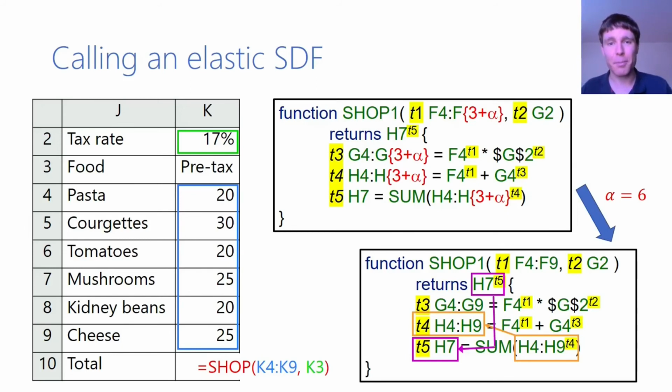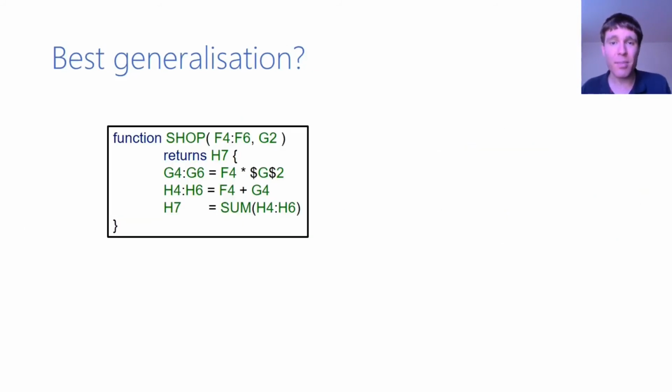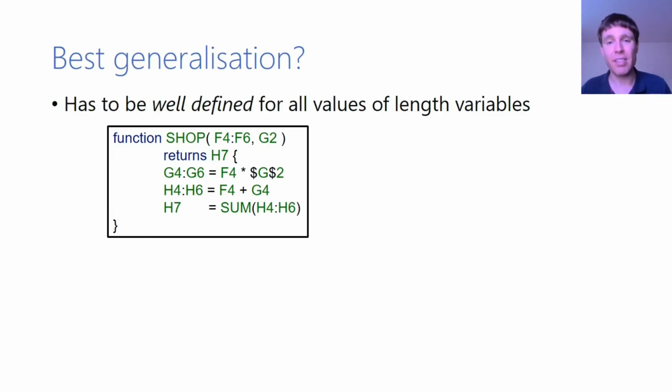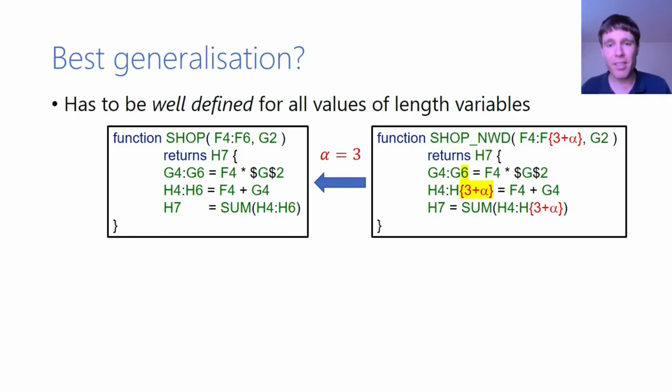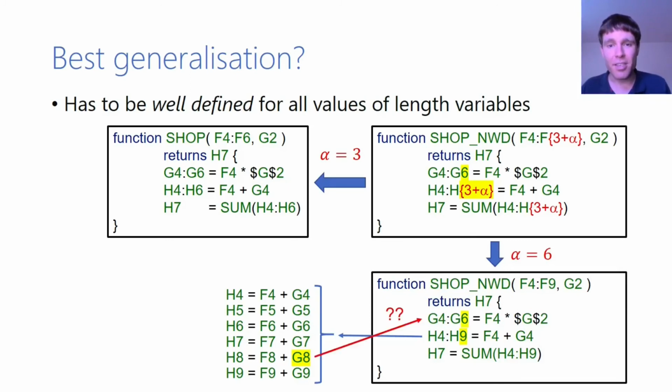The question immediately comes up, is the best generalization of a given SDF always clear? For one thing, we want a generalization that's well-defined, meaning that its references stay in bounds for all values of length variables. For example, if we set the height of the column H tile to alpha, but the height of the column G tile to 3, then when alpha increases, the H tile will be referring to undefined cells below the G tile, so this generalization is not well-defined. From now on, we'll consider only well-defined generalizations.